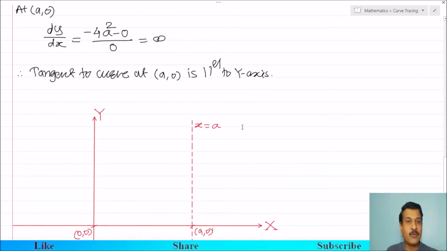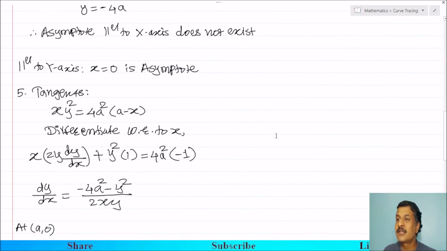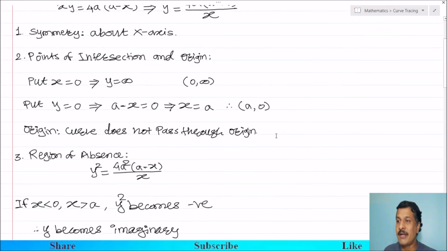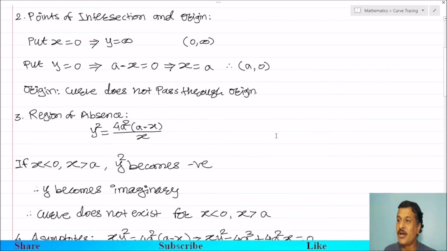So when we are going to trace the curve, you write the theoretical part first, decide the theoretical part first. After that, you see the line of symmetry and region of absence. After that, which points does the curve pass through? One by one points here. So symmetry over points of intersection. The curve passes through 0 and infinity. Okay. So infinity I can't show.